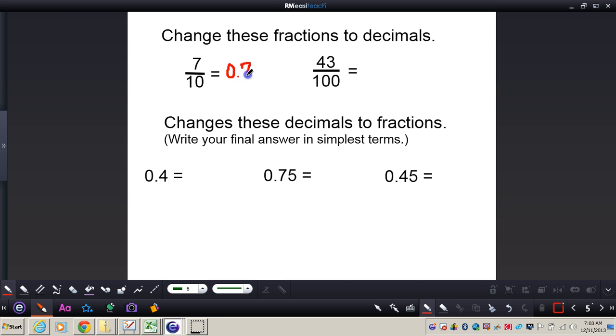0.7. 43/100ths, changing this fraction to a decimal, pretty simple. We're going to put our zero there representing our whole number. We have our decimal and 43.